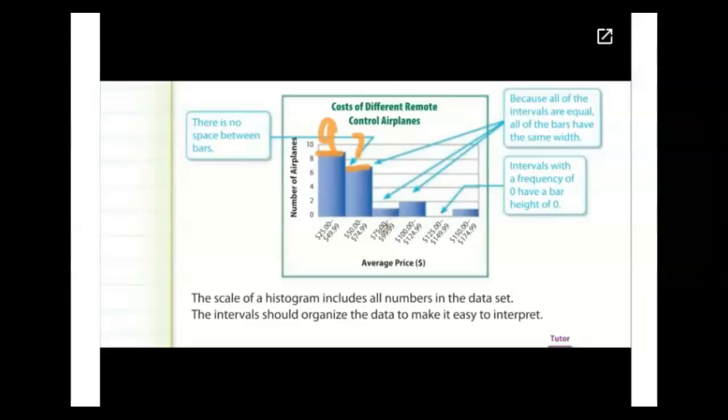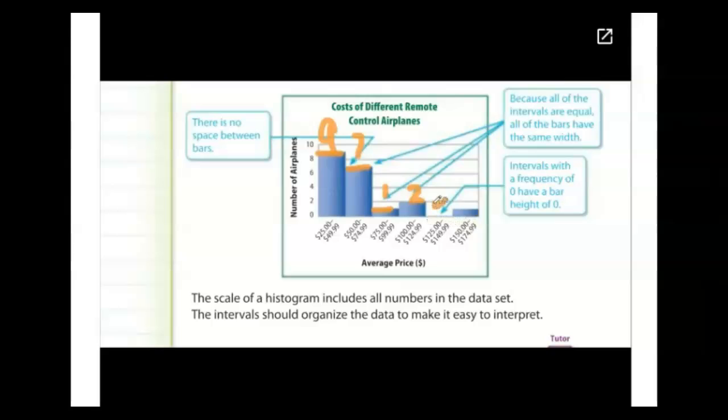Now in this next range, we have $75 to $99. And our bar is quite a bit lower than that. So in this $25 range interval, there is more than 0 but less than 2. So right here, halfway, there's only 1 plane that's within that price range. Now, again, as you notice, as they get more expensive, there are fewer models that are this expensive. Between $100 and $124.99, there are 2 planes that cost that much.